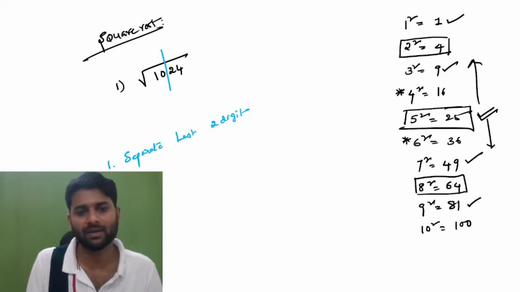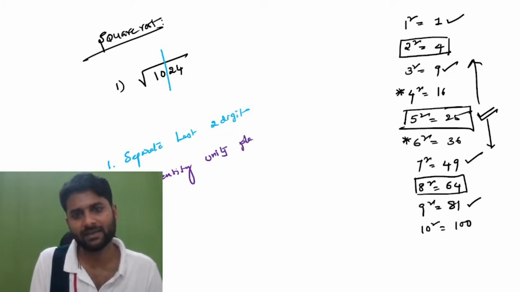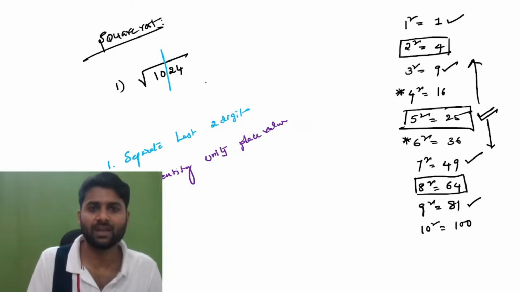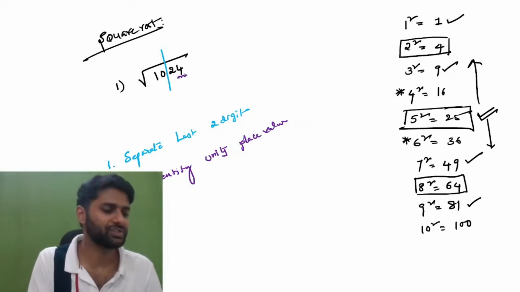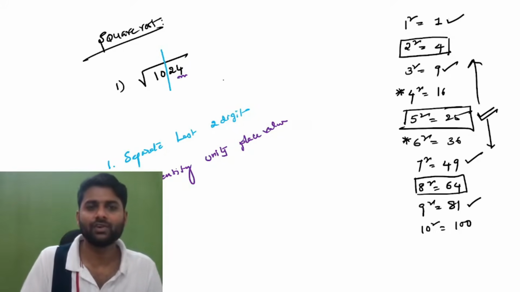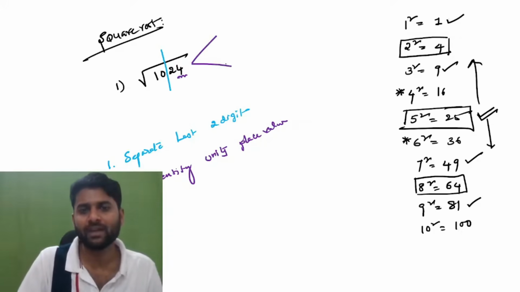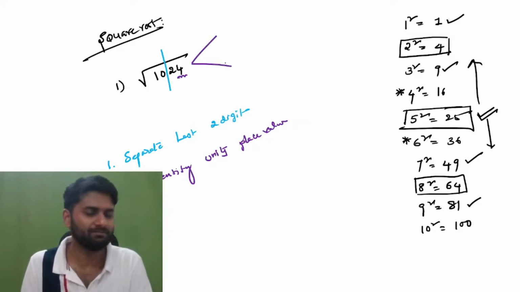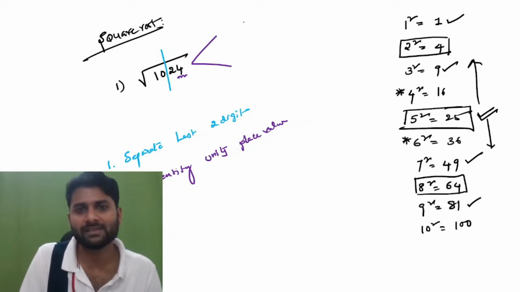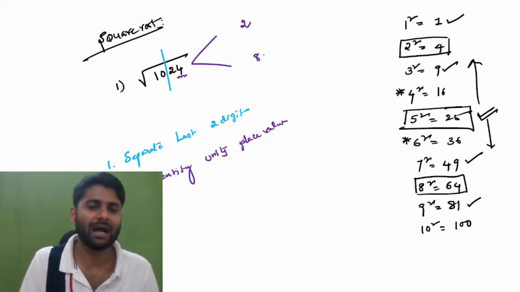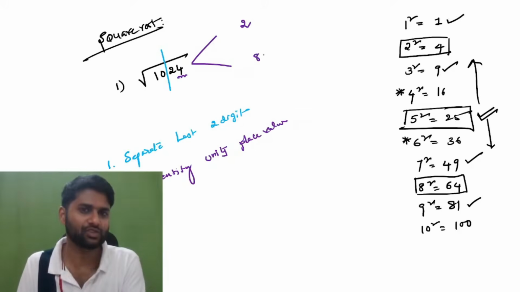Step number 2, identify the units place value. What is the units place value in this question? It is 4. So if the units place is a 4, it is generally repeated in 2 square and 8 square. So your answer ends with the units place 2 or 8.